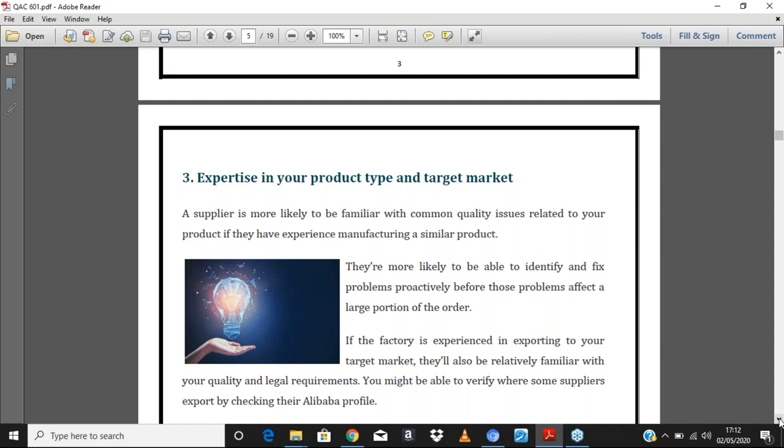So the third thing to consider when you're trying to have suppliers is expertise in your product type and target market. Now, there are different product types that are produced for different markets. You might be producing the same product, but what product will be very good for what market?